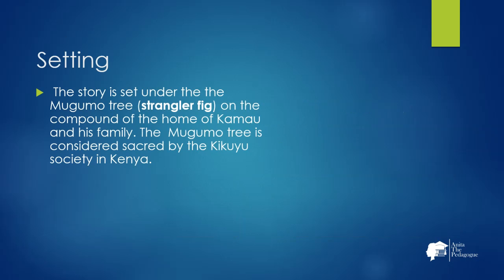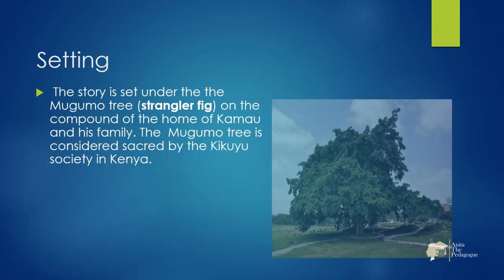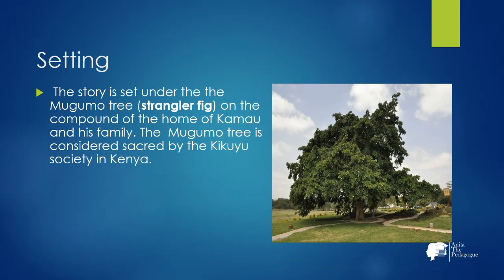Want to look at the setting of the story, and we know that the setting is usually the time and place a story or an event happens. So this particular story is set under the Mugumo tree. The Mugumo tree is a strangler fig, or looks like a fig, on the compound of the home of Kamal and his family. So the Mugumo tree is usually a tree that is considered sacred by the Kikuyu society in Kenya.